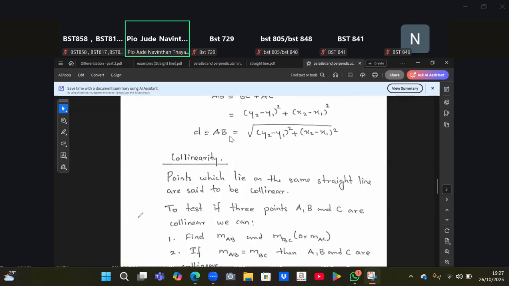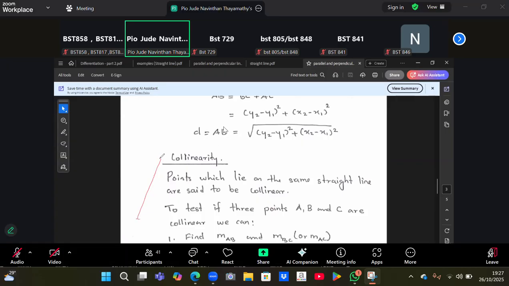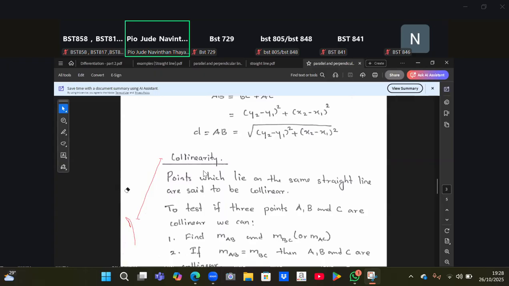we consider only one point. So here x1, y1, here x2, y2, or A, B. Right? This is your A, and here is B, right? Somewhere here we have C. Somewhere we will have C, right?